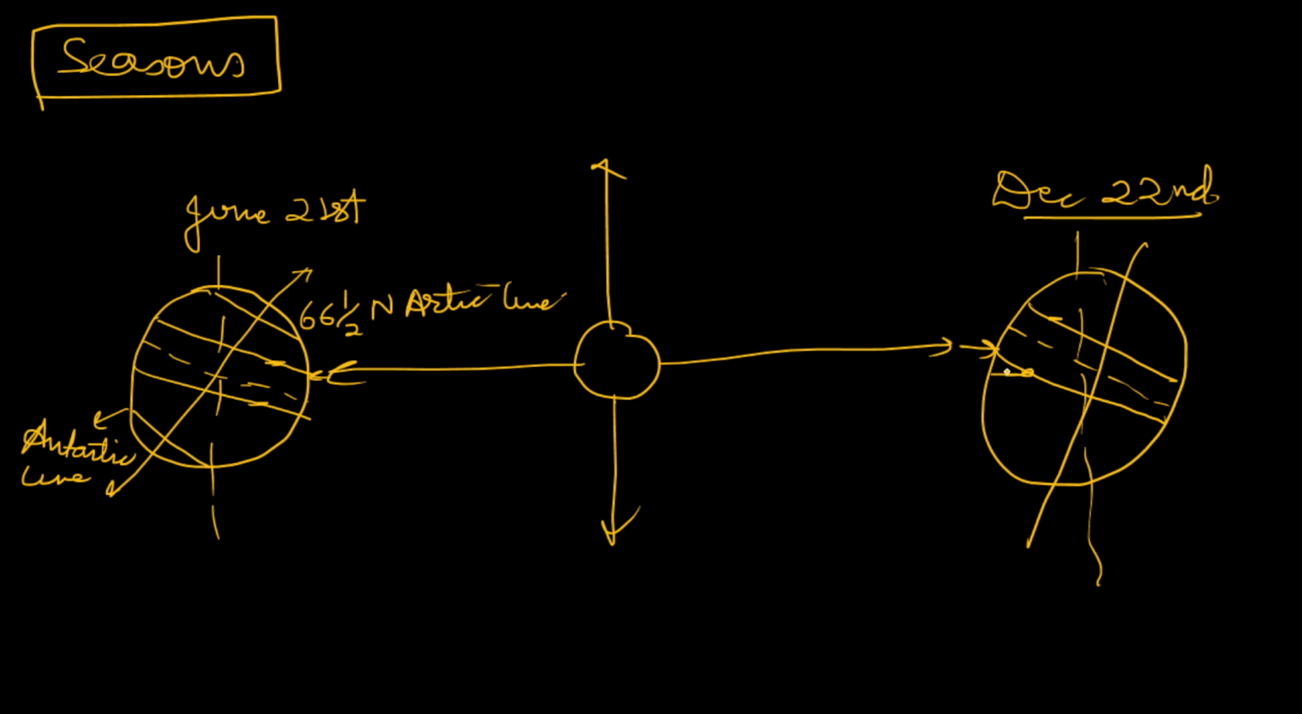And the similar condition you will find on December 22nd, that the sun is completely exposed towards Antarctic line, but there is no portion of sun exposed towards Arctic line. So this is the difference you should know. And this position is known as summer solstice, and this position is known as winter solstice.